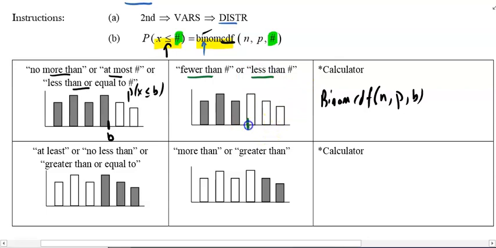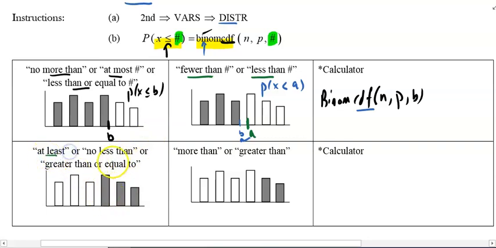If you see fewer than, let's say a is right there and b is right there. If they say, what's the probability that x is fewer than a? If the first integer to the left of a is b, then that's the same thing.